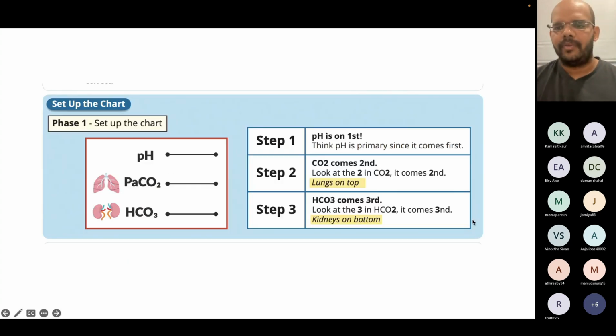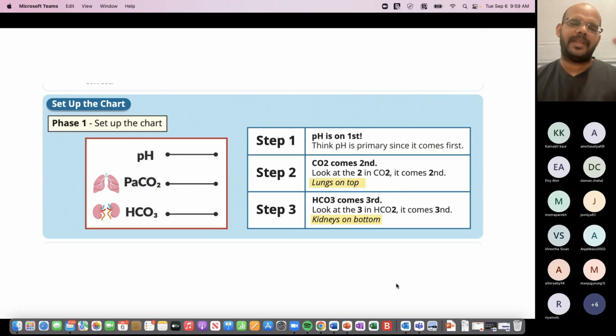First, set up a chart like this when they give you the values. So this is the chart: pH, PCO2, HCO3. pH is on the top. The first thing you have to look at is pH. Then the second thing you have to keep is PCO2. So PCO2 comes second. Look at the 2 in the CO2. Because it is having 2, just to remember, it comes second.